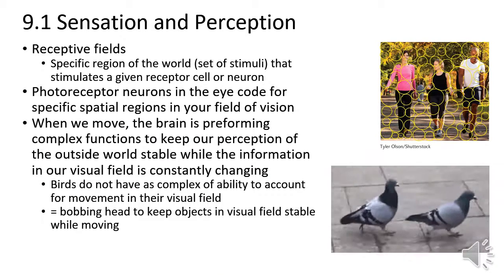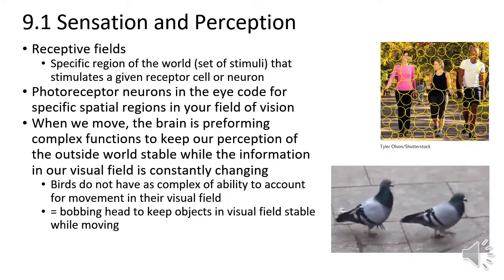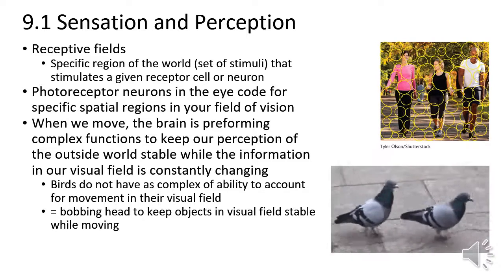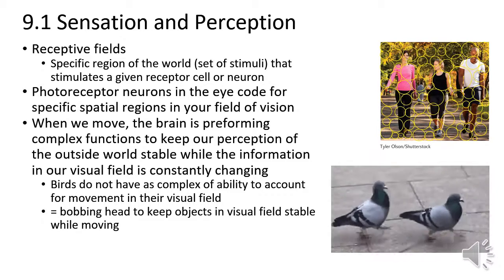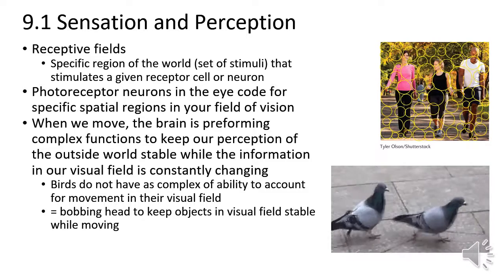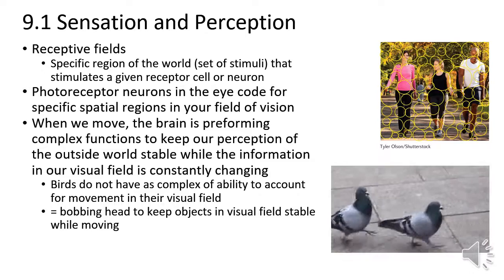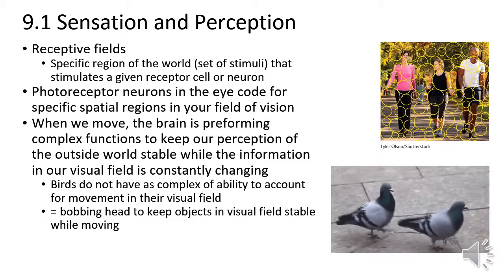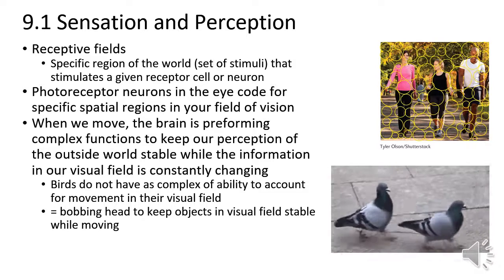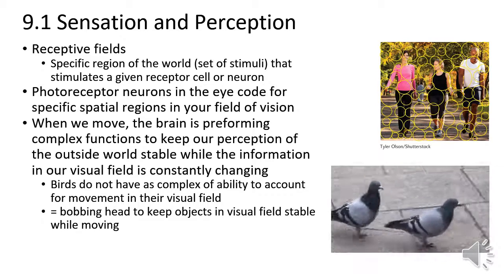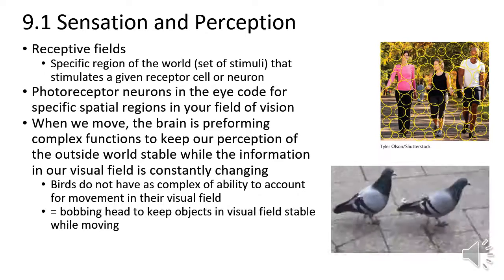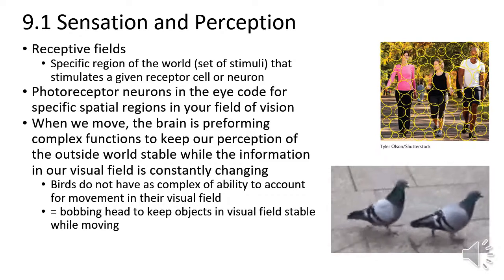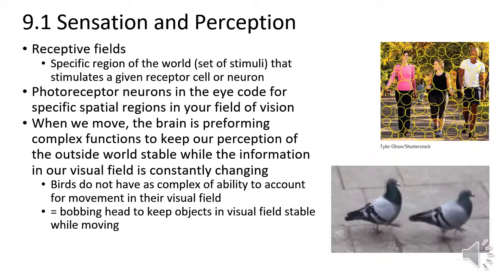A receptive field is a specific region of the world, a set of stimuli in the world that stimulates a given receptor cell or neuron. So photoreceptor neurons, which pick up on light in the eye, code for specific spatial regions in the field of vision. If you look at this image on the top right, these yellow circles each represent what a different photoreceptor cell might code for. Each cell in the brain has a specific spatial region in your sight that it codes for. The receptive fields are actually quite a bit smaller than that, but this is just a demonstration of that concept.